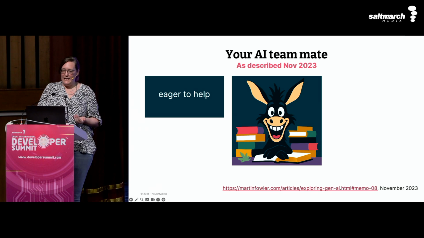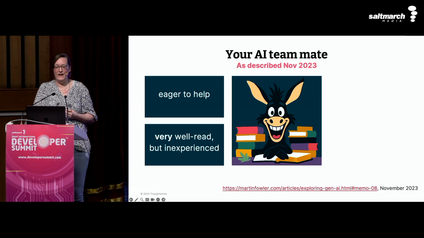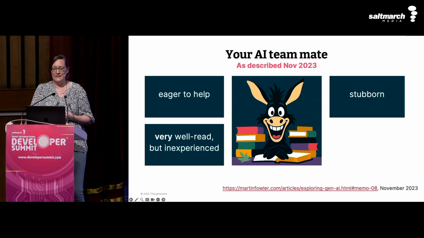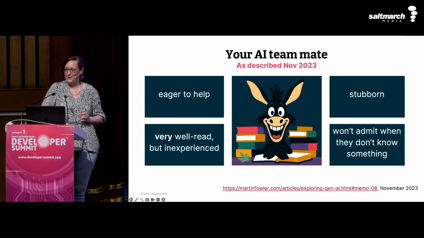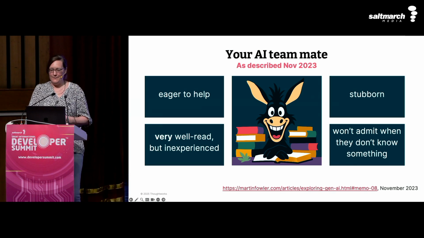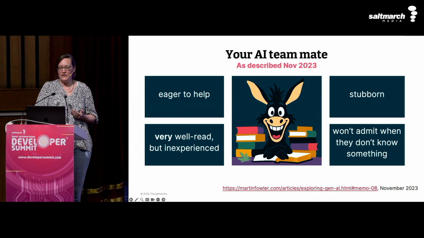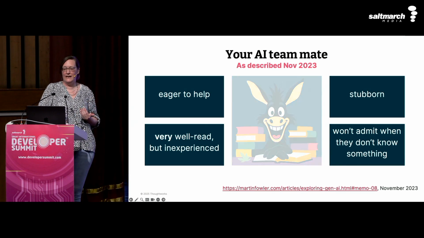And I describe this AI teammate as eager to help, very well read, but inexperienced, stubborn, and won't admit when they don't know something, right? Initially, although they've become really good at apologizing when we correct them, right? Like, oh yeah, you're right, I'm sorry about that. I don't know if some of you have heard those terms. It becomes a bit triggering after a while when you've seen it often enough. And a commonly used analogy is also intern, right? Think of them as an intern, but an intern who has read a lot of books and a lot of code.